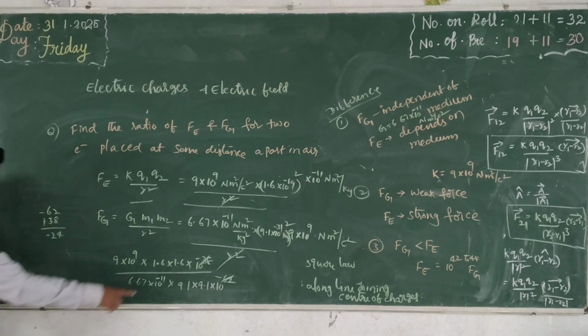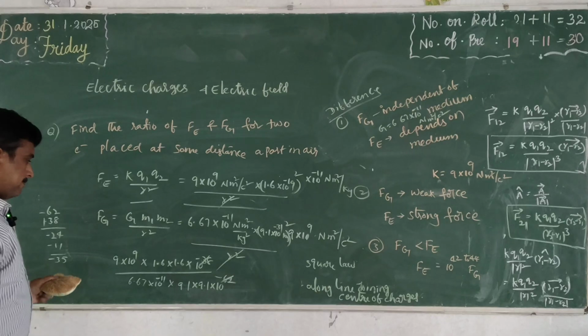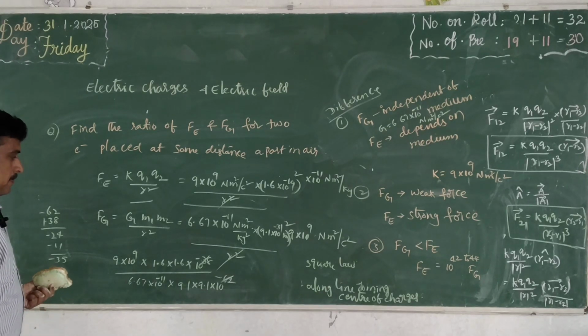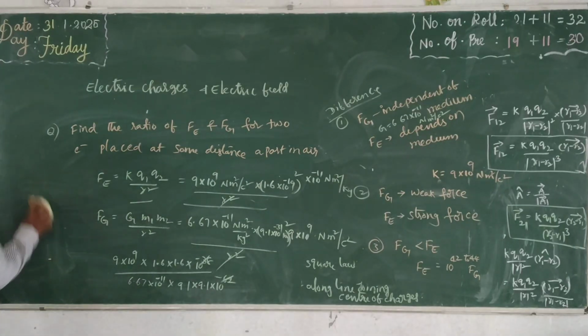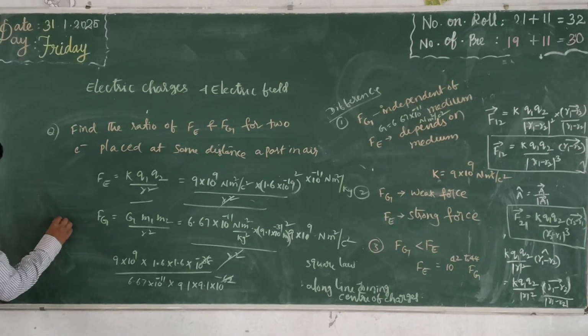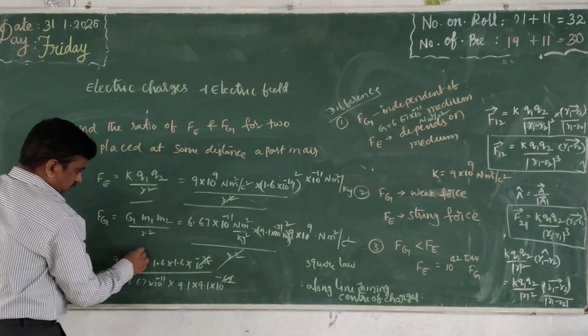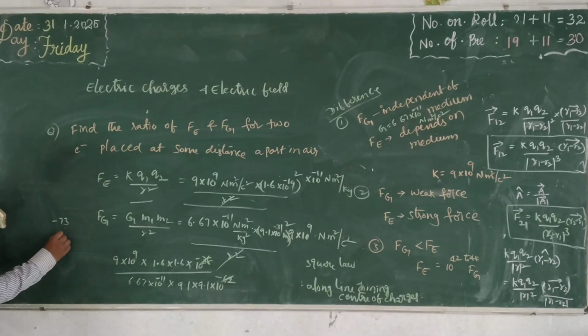Here 11 is there, minus 11. So 62 and 11, we can write 73. Here 9 we can subtract, so 38 minus 9 means 29. So we subtract 29 from 73, and we can write 44.